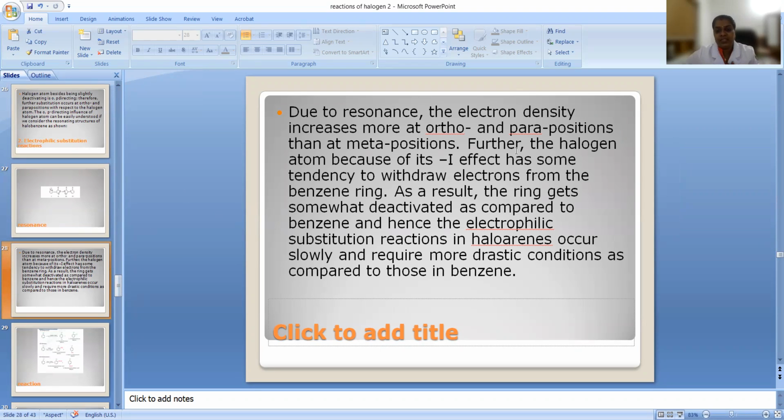And one more thing is very important. The halogen atom, because of its minus I effect, has a tendency to drag electrons towards it. That is called a minus I effect. It has a tendency to withdraw electrons from the benzene ring. It is withdrawing electrons from the benzene ring towards it. So what will happen? As a result, the ring gets deactivated. So the halogen atom is also called a ring deactivating group.